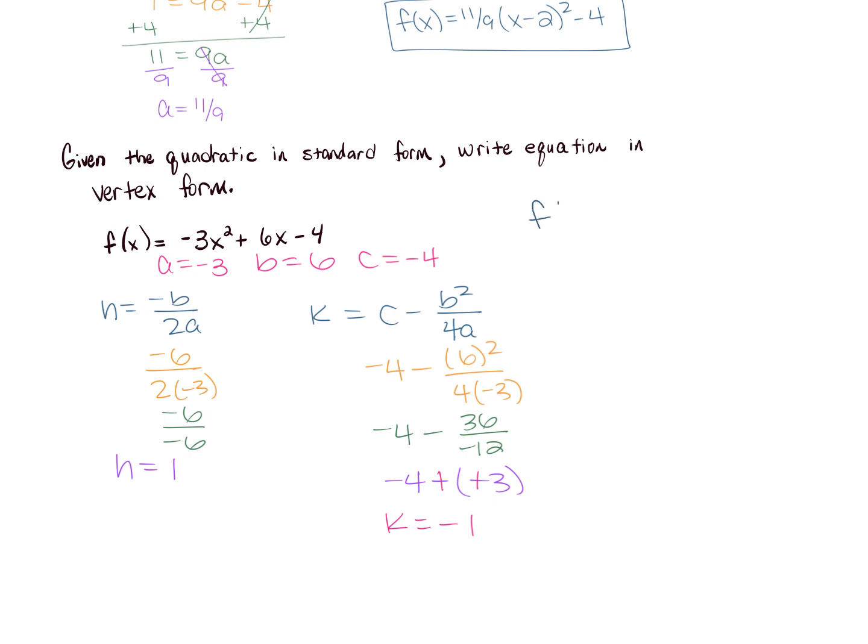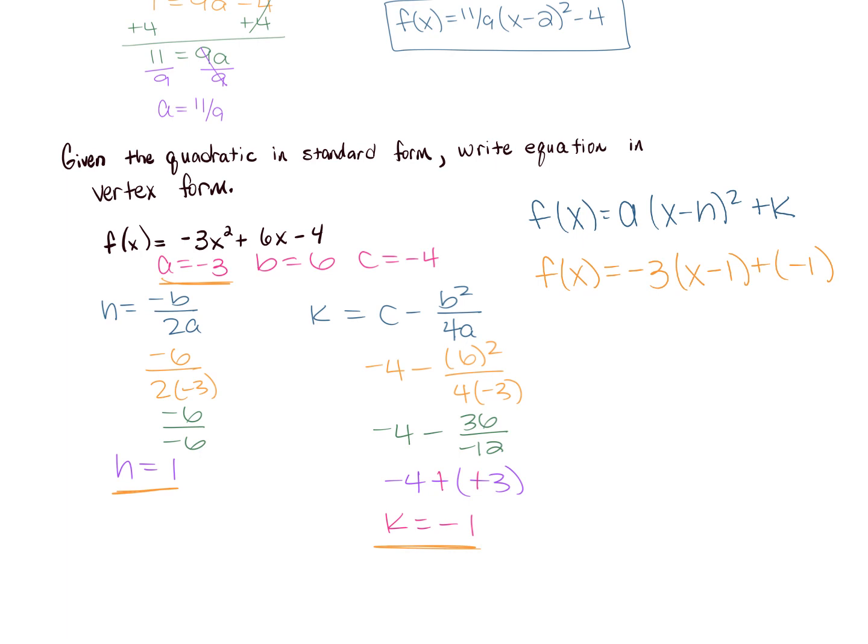You need for your vertex form a times x minus h squared plus k. You have an a, which is -3. You have an h, you have a k. Plug them all in. That's going to give you f of x is equal to -3 times x minus 1 plus -1. Again, we don't like the positive and the negative next to each other. Don't forget your squared on your x minus 1. So that's going to give you f of x is equal to -3 times x minus 1 squared minus 1.